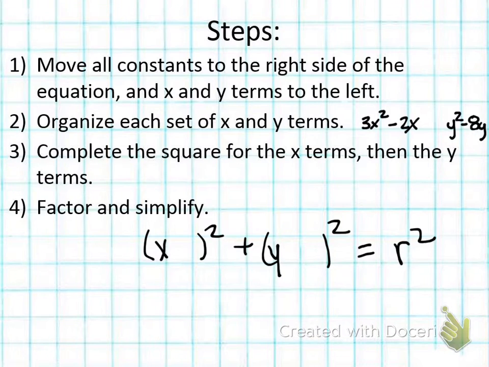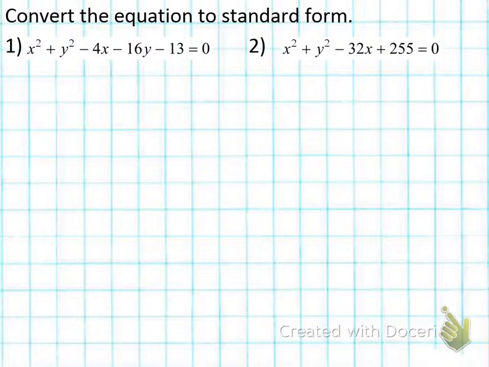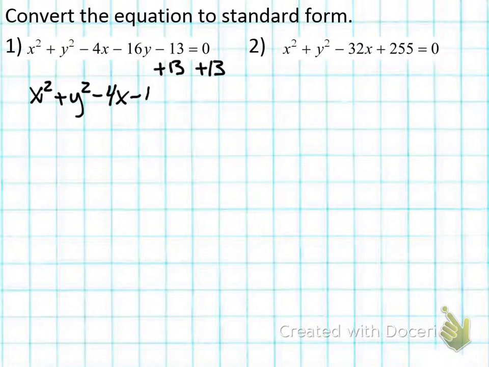Alright, so here are our examples. Okay, so 1 and 2, just keep your pencil down and follow along up here, okay? So for number 1, the first thing I'm going to do is rearrange the terms. So I already have my x's and y's on the left. I want to move my constants to the right. So to do that, I'm going to add 13 to both sides. That gives me x squared plus y squared minus 4x minus 16y equals 13.